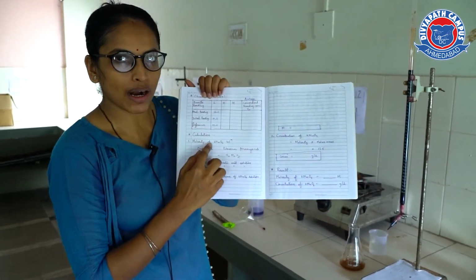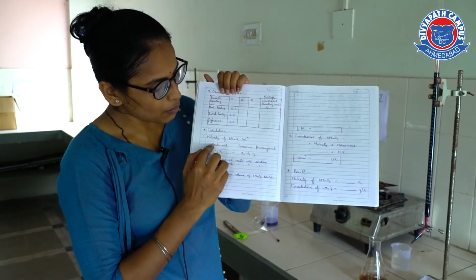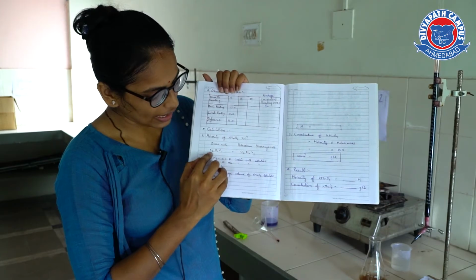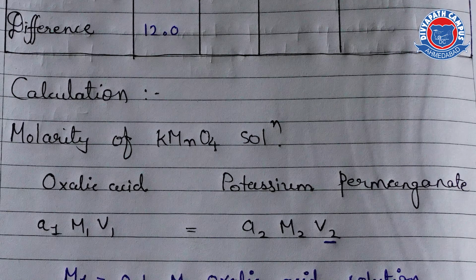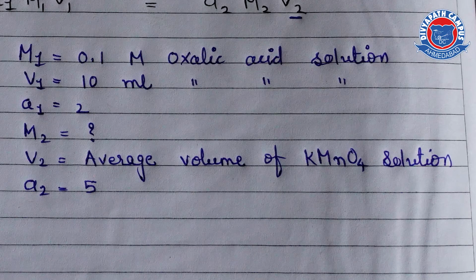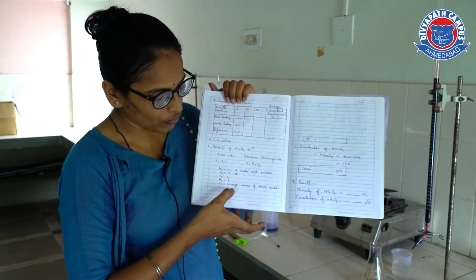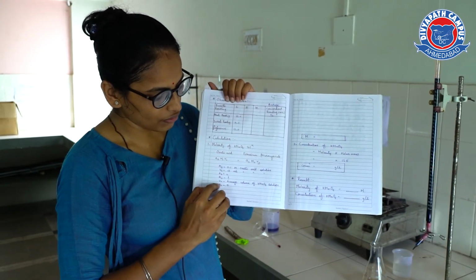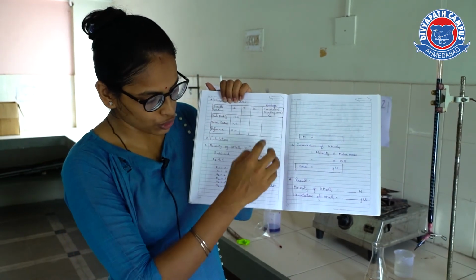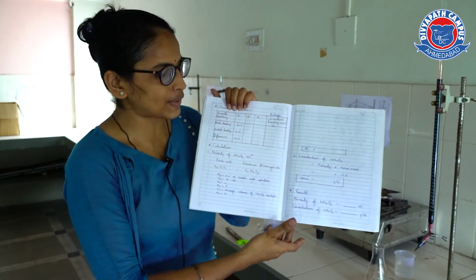And this is the calculation part. We have to find the molarity of KMnO4 solution. So this is the formula: A1 M1 V1 is equal to A2 M2 V2, and V2 is our average reading. M1 is 0.1 molar oxalic acid solution, V1 means 10 ml oxalic acid solution, A1 is 2 because 2 electrons are transferring in the redox reaction. M2 we have to find, V2 means average volume of KMnO4 solution, and A2 is 5, again 5 electrons are transferring in the reaction.